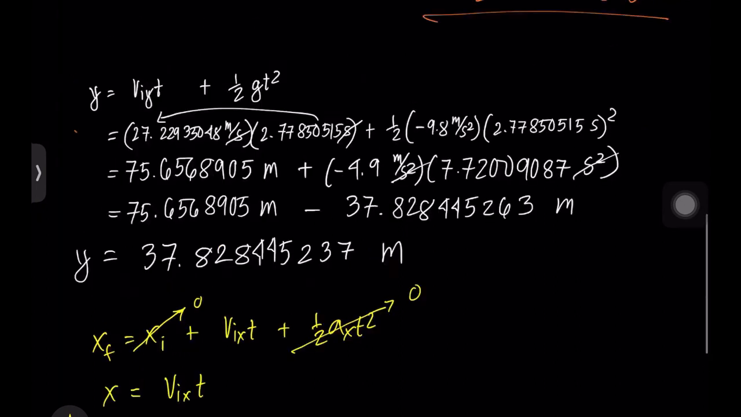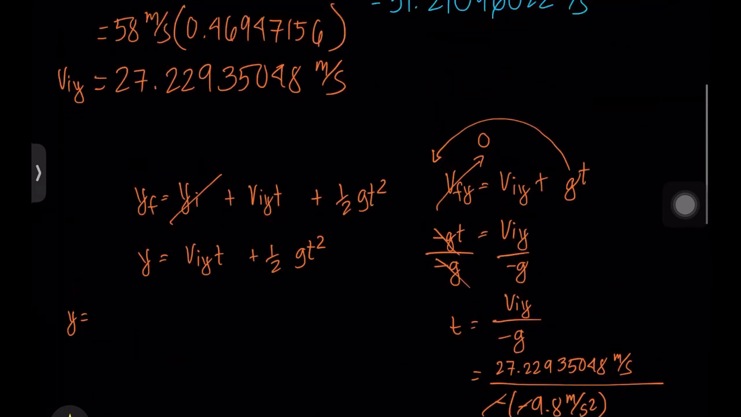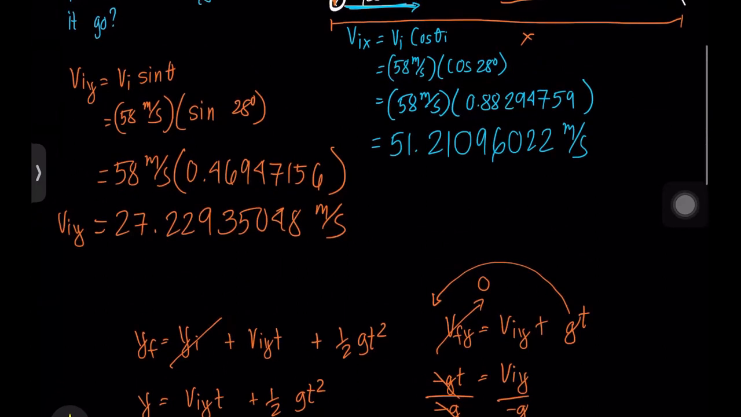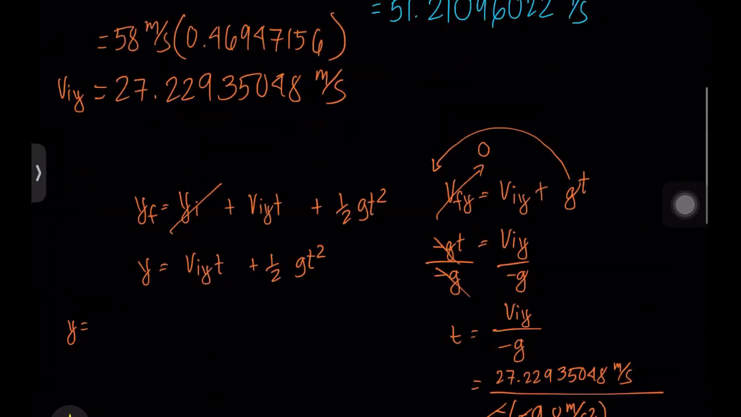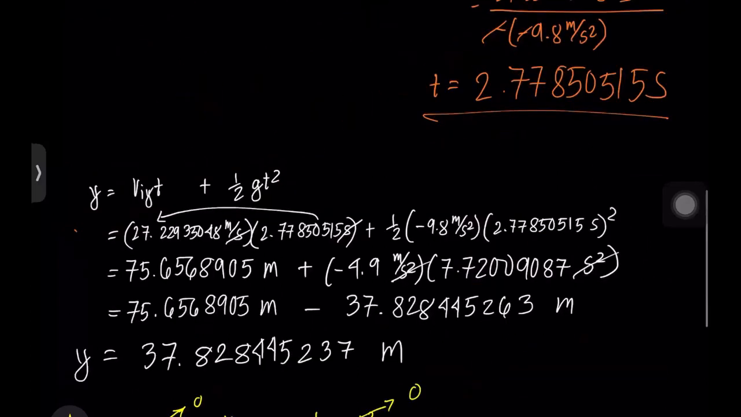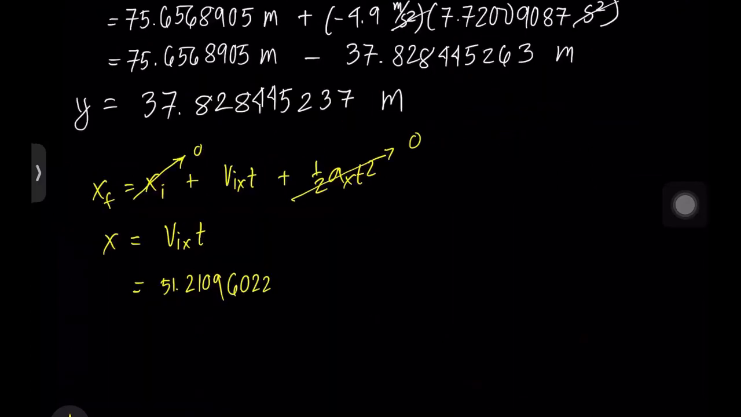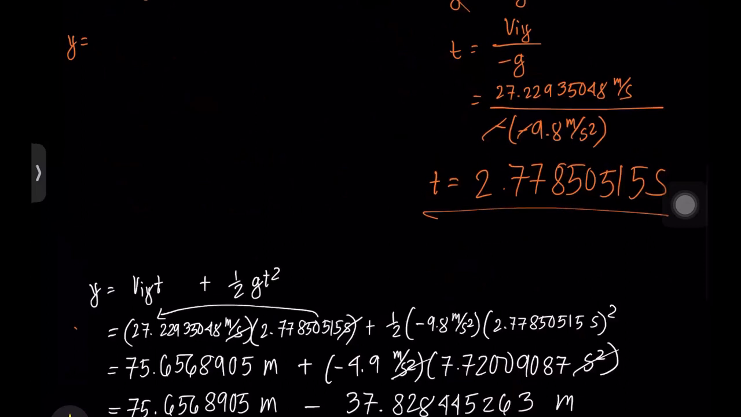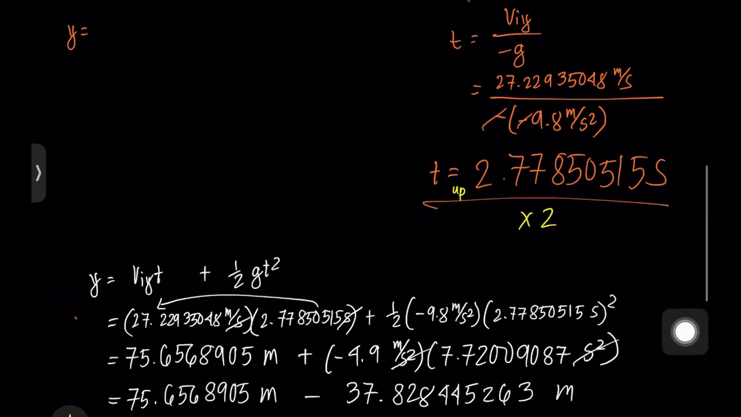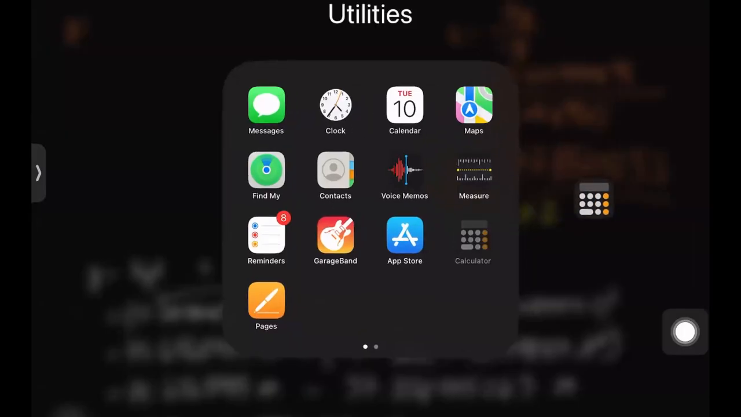So in this case, what is the value of v sub ix? It is 51.21096022 meters per second times the time. The total time is basically this, which is T up, so you simply multiply this by 2 to get the T down. So let's get the calculator again.